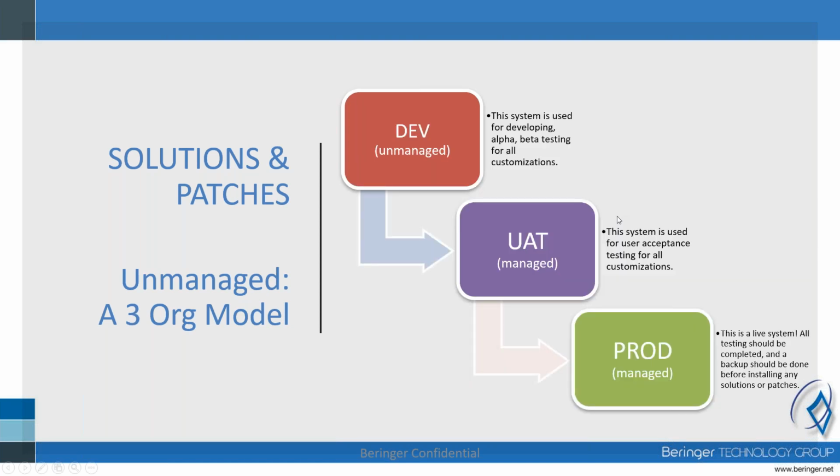Okay, and then a 3-org model. So we just add the middle UAT. So we have our dev, which is going to be an unmanaged solution. So this system is used for developing, alpha, beta testing for all customizations. And then we have our UAT, where we're going to push a managed solution. So we're going to take the solution from dev and export it as a managed solution to import it into UAT. And that's where all of the user acceptance testing is going to happen.